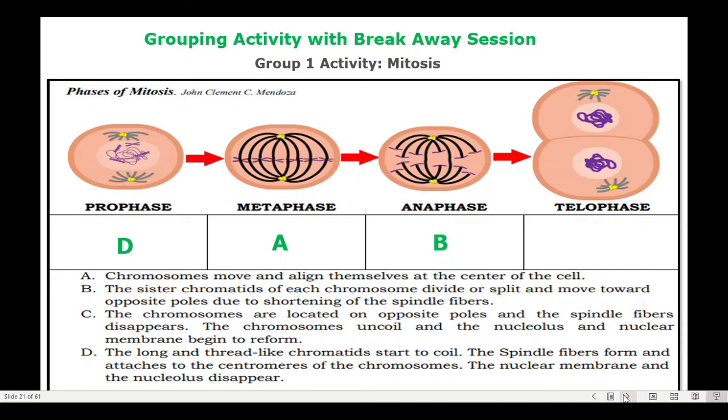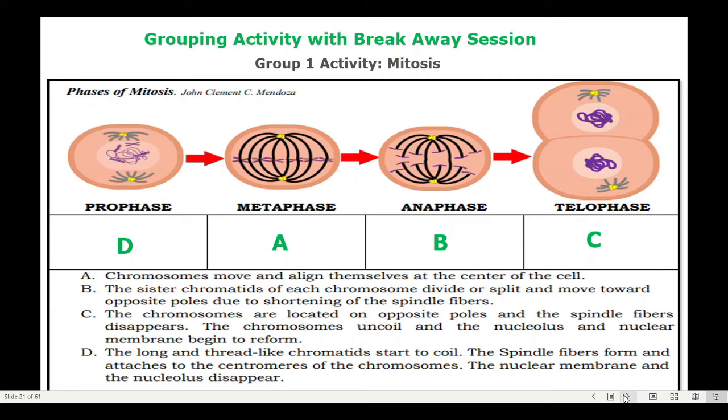So, the sister chromatids of each chromosome divide and split. Divide, split, move away, move to the opposite poles. Yun yung mga keywords. Ba't sila naghihiwalay? Kasi nag-shorten yung spindle fiber. So, hinihila siya to the opposite side. Naghihiwalay sila. And then, may cleavage furrow na during telophase, and this is what happens. The chromosomes are located on the opposite poles and the spindle fibers disappear.